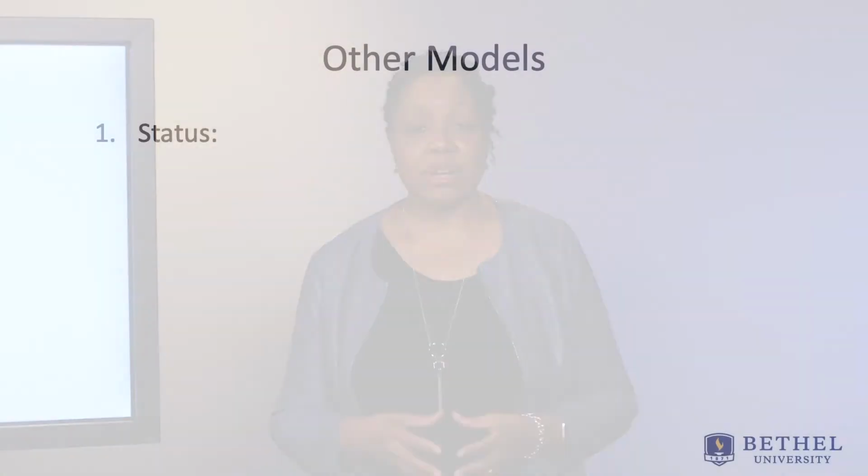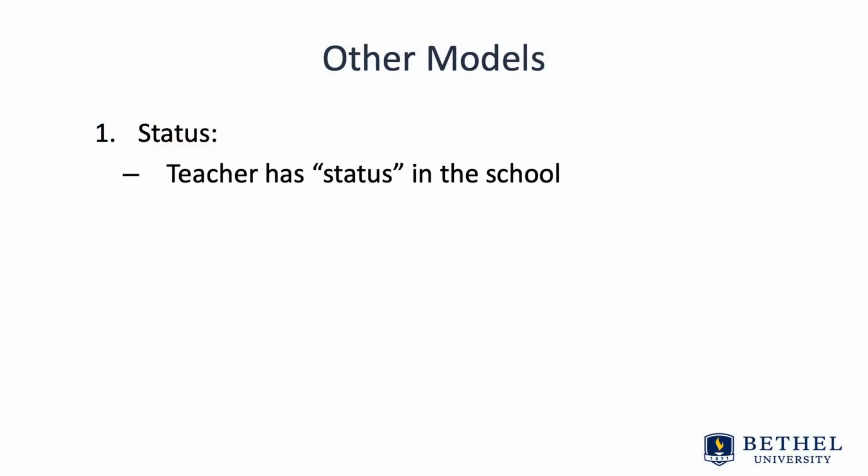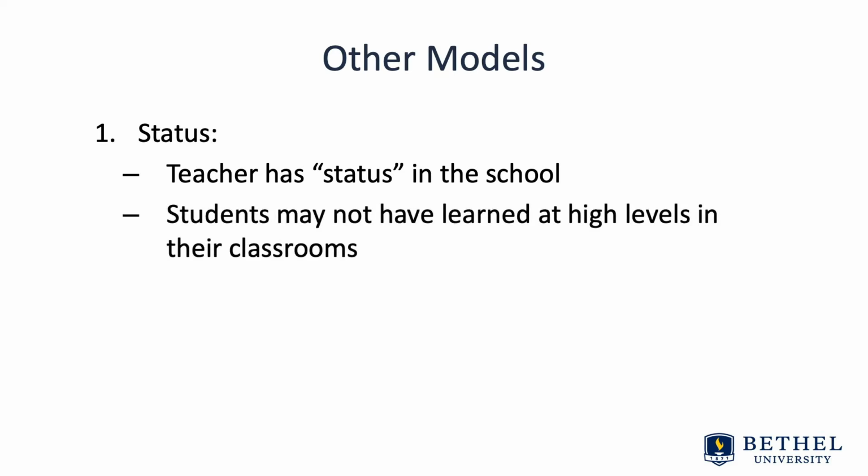First, let's talk about the models we are used to. We all remember the teacher that everyone wanted. They were fun, we liked going to their class, and they may have had some meaningful learning activities. That model is called status. That particular teacher had status in the school, yet there may not have been evidence that students learned at high levels in their classroom. Another model is the cohort model.